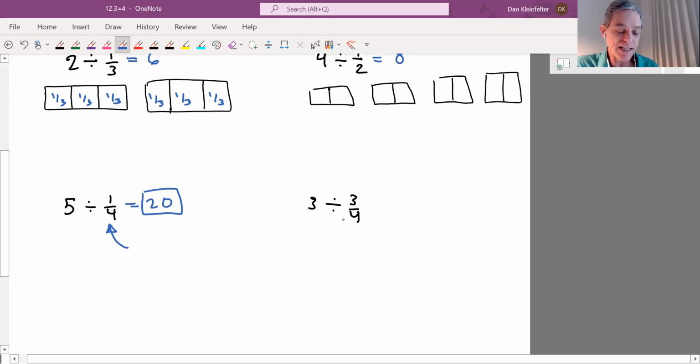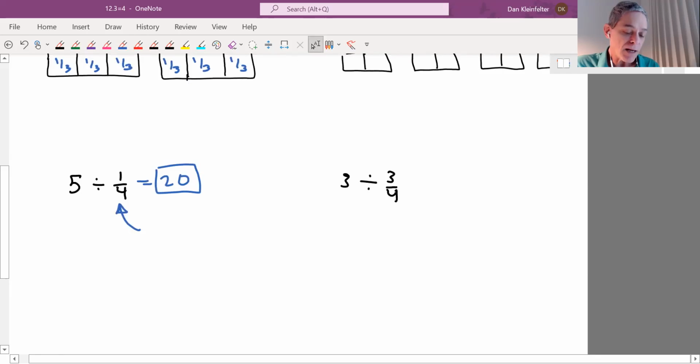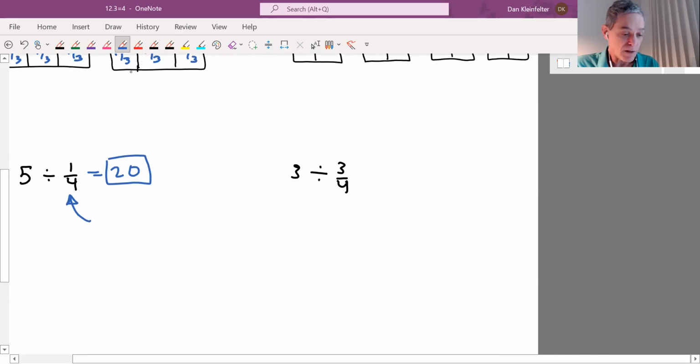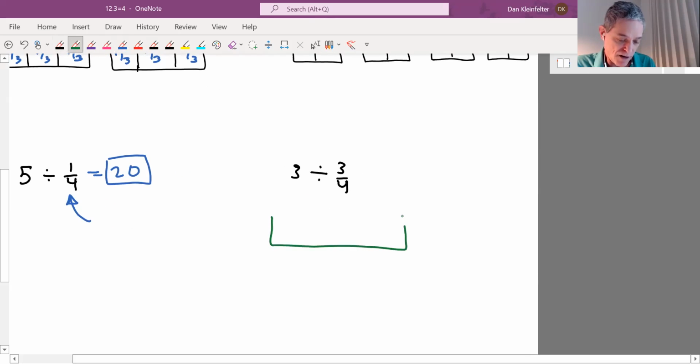All right, let's try this next one. This one, because the numerator is not a 1, it's going to be a little trickier. So I will actually draw the picture on this one. So let me draw 3 whole units. And we're going to figure out how many 3/4 there are.